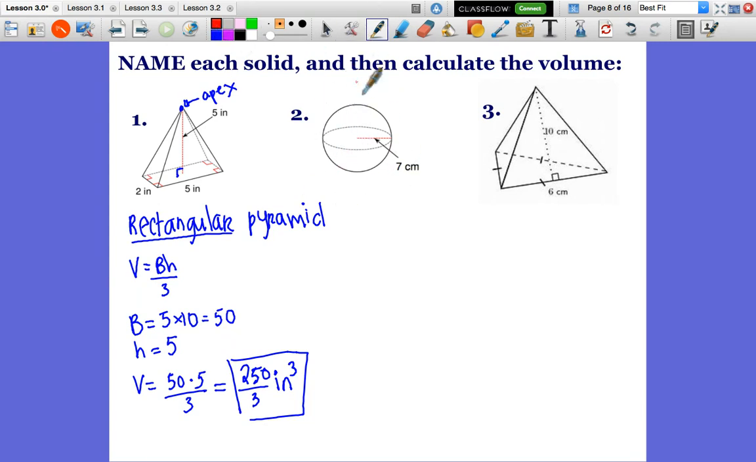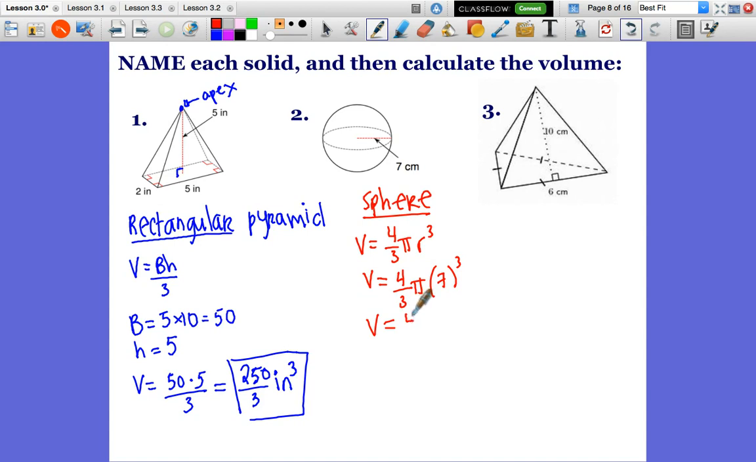What is this? This is a sphere. Wow, that is absolutely not how you spell sphere. So for a sphere, the volume is 4/3 pi r cubed. R cubed is r times r times r. So the volume is 4/3 pi, I see the radius, 7 cubed. So 7 cubed is 7 times 7 times 7, which is 343.